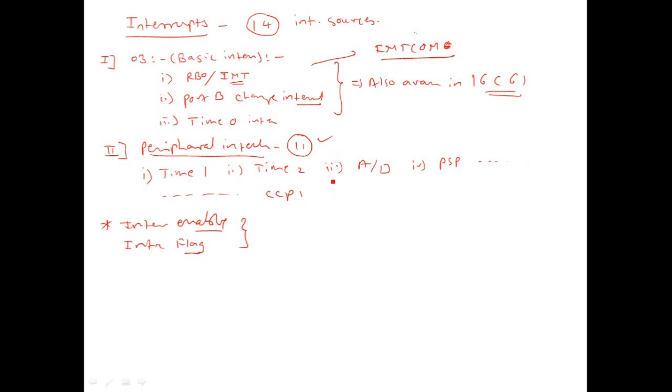And the bits corresponding to peripheral interrupts are available in different registers, called peripheral interrupt enable 1, peripheral interrupt enable 2, and peripheral interrupt register 1, peripheral interrupt register 2. These two registers contain enable bits, and these two registers contain flag bits. Clear? So all the bits associated with the basic interrupts are available in the interrupt control register.